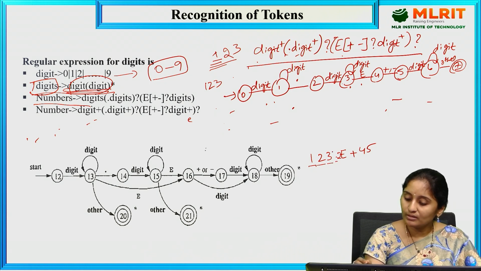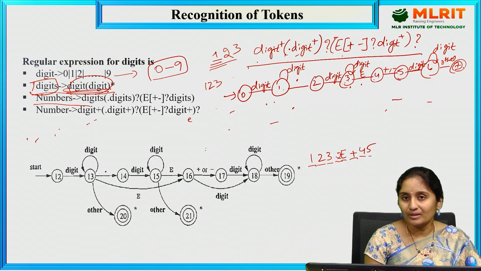Next dot, so it is moving from first state to second state. The next I have digit, so from second state to third state it is moving. The next I am having E, so from third state to fourth state it is moving. Then I have plus, either plus or minus. I am taking plus and it is moving to the fifth state. The next I have 4, a digit, and the next 5 is read, and it is moving to 7, the final state. So this expression is accepted.